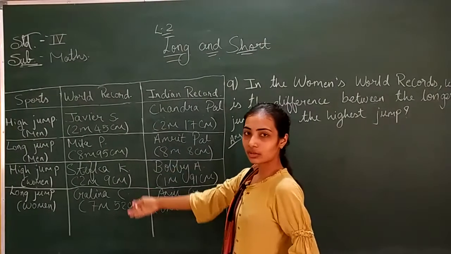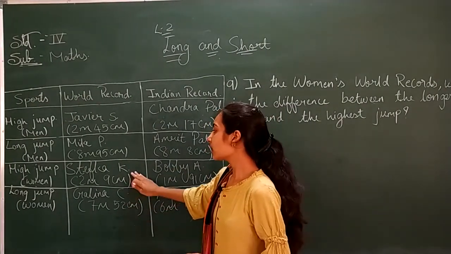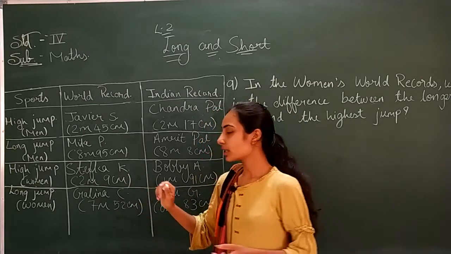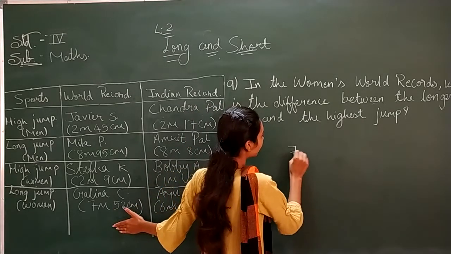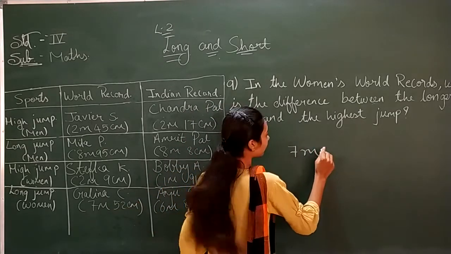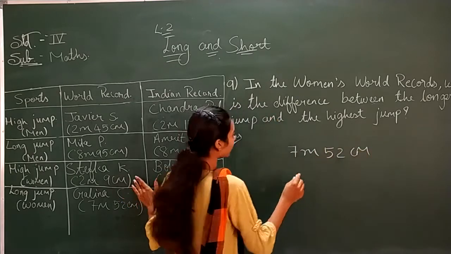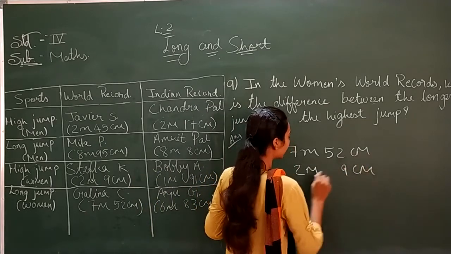Here is the world records. We have to find the difference of highest and longest of women. It is the highest jump for women and this one is the longest jump for women. Let us find out the difference. Bigger one is longest, so we will write that first. We have 7 meter and 52 centimeters longest jump, and our highest jump is 2 meter and 9 centimeter.